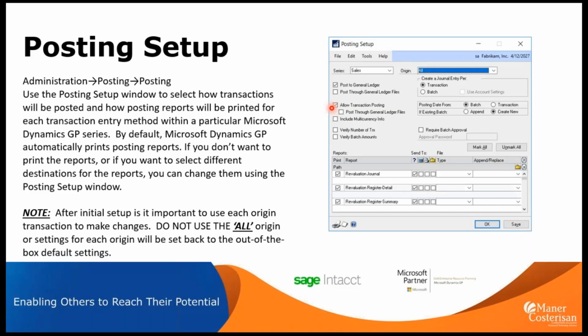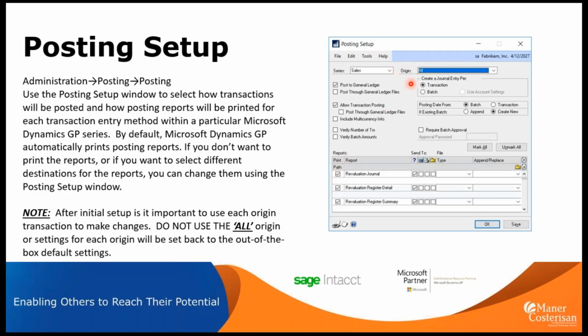This is also where you can unselect reports to print. So as you see here, these are all the reports that are being selected to print. You can change it so that you're asked or it just automatically prints, or you can print it to a file. And if you don't want it to print, you just unselect this checkbox next to the report.